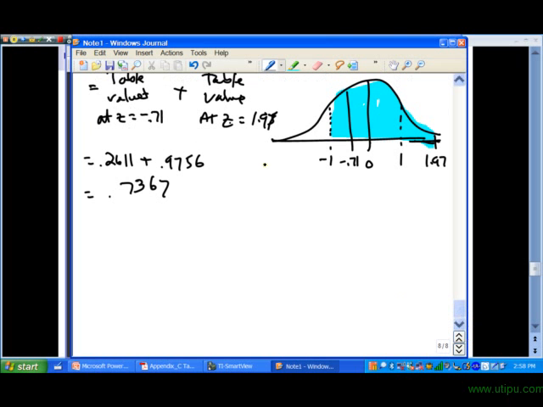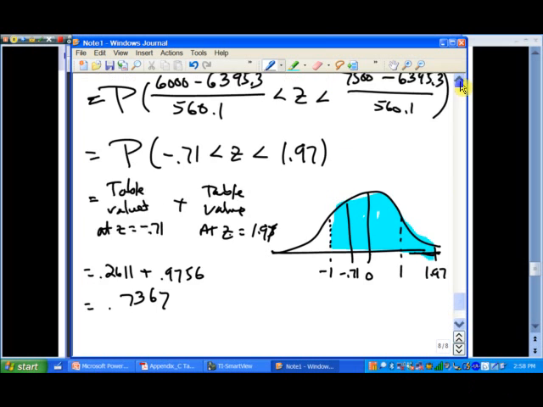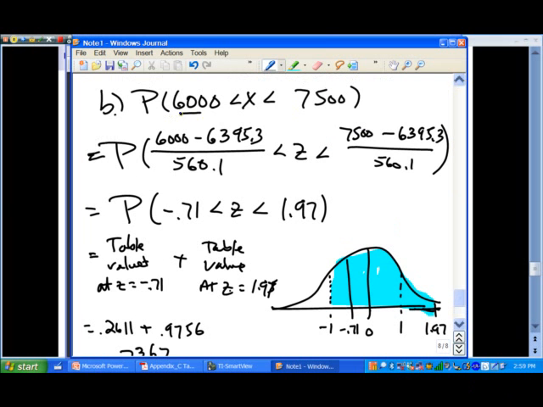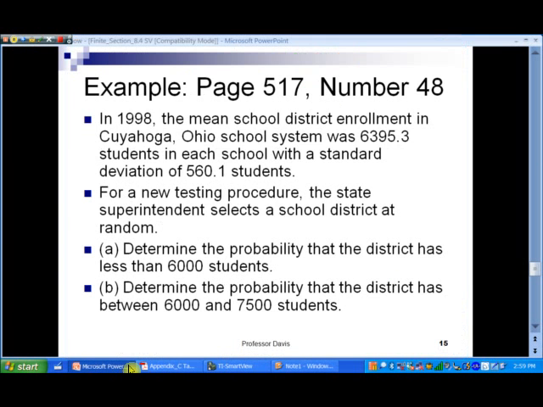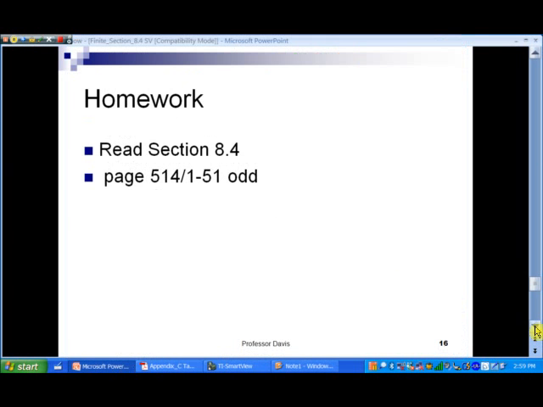So that's the probability that if we select a school at random, the probability that the enrollments would be between these two bounds.